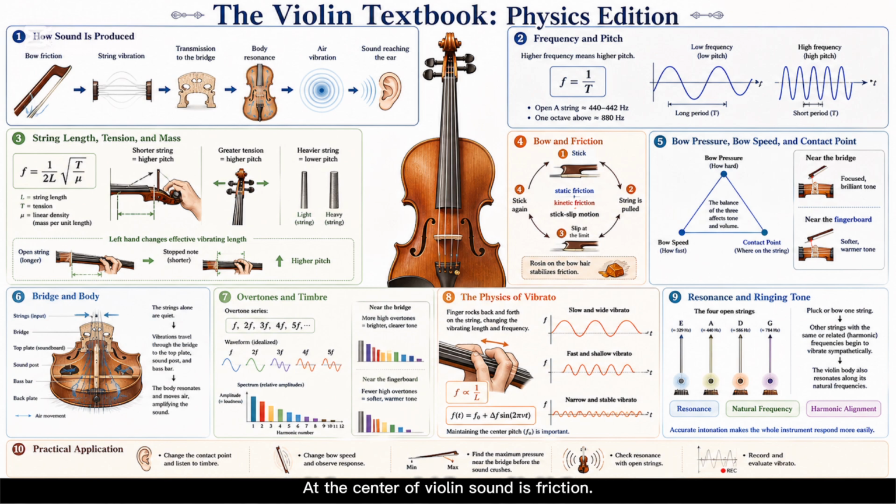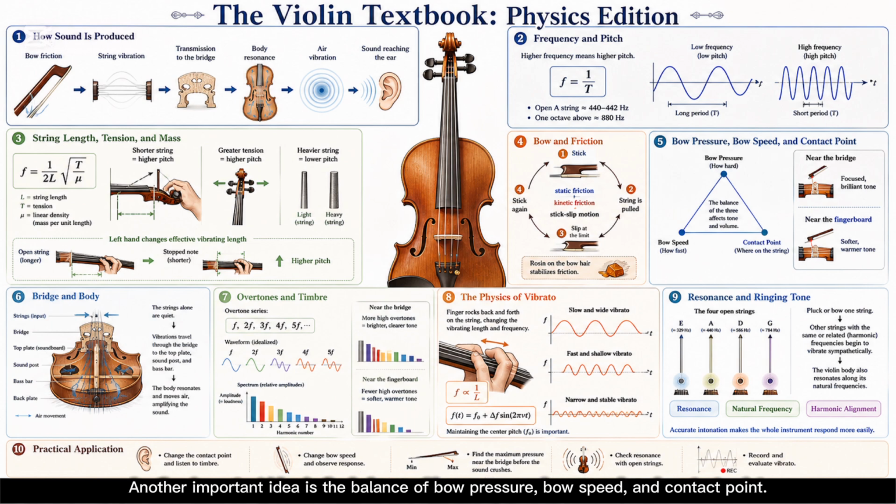At the center of violin sound is friction. The bow hair catches the string, pulls it, then the string slips, and then it catches again. This repeating stick-slip motion creates the vibration. Rosin helps make that friction stable. If the bow pressure is too strong, the sound gets crushed. If it is too weak, the sound becomes thin or scratchy.